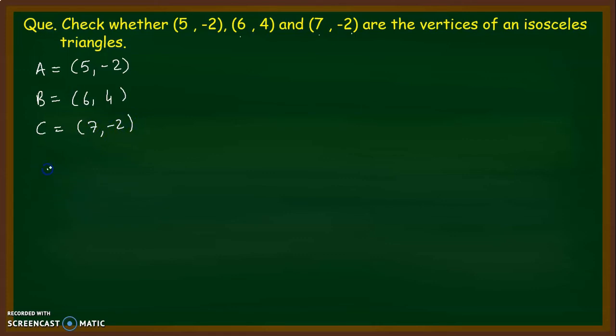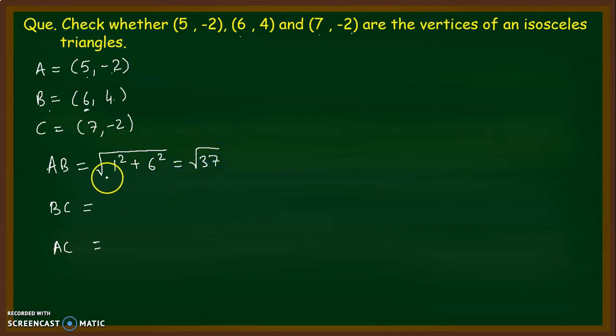First of all, find out the lengths of AB, BC and AC. To find the length of AB, use the distance formula for A and B. So x2 minus x1 whole square, that will be 6 minus 5 whole square, which is equal to 1 square. And y2 minus y1 whole square, 4 minus minus 2. Minus minus becomes plus, so it will be 4 plus 2, 6 whole square. So it will be equal to under root 37.